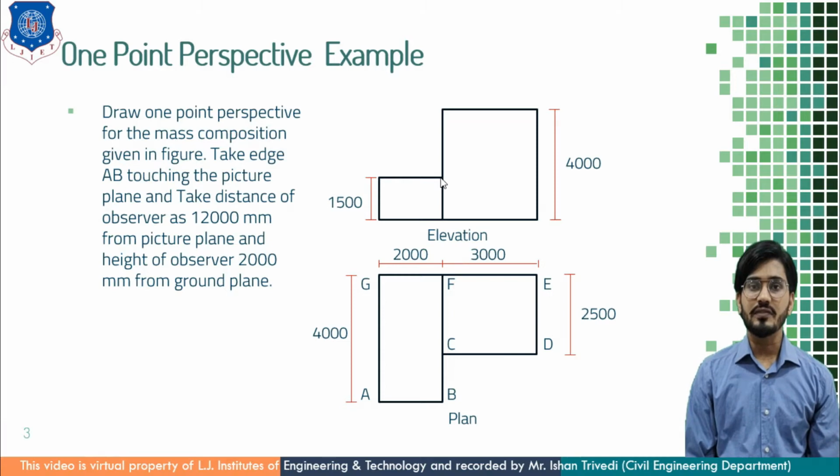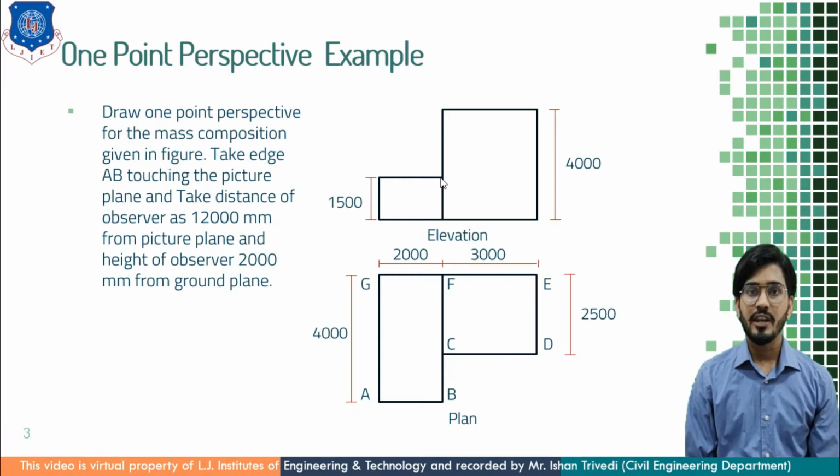Now the distance of observer is given as 12,000 mm. If I convert this mm into meters, it is 12 meters. If I am looking at the object, the distance between the object and my position is 12 meters. Here the height of the observer is 2 meters. So my eye level is at 2 meters and I am looking at the object at a distance of 12 meters. Understand this phenomenon, so it will be easy for you to draw the sketch and the perspective drawing.